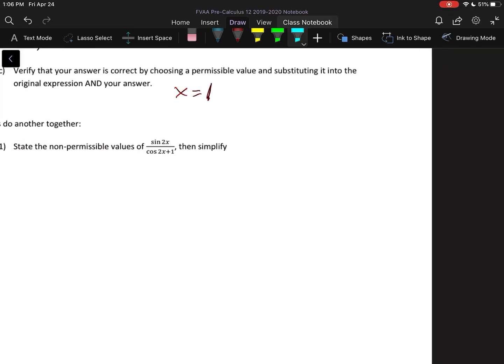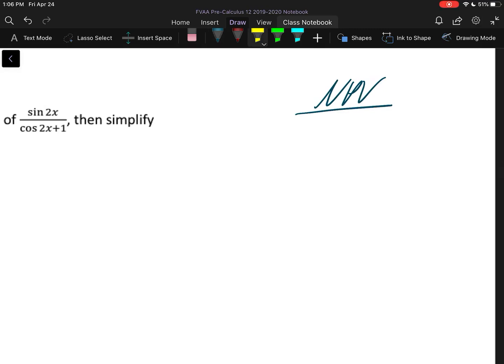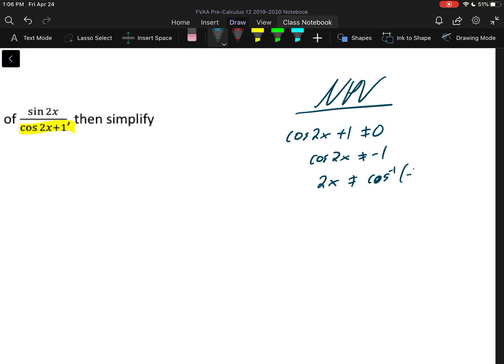So first, got to start with our non-permissible values. All right. So again, that denominator cannot equal 0. So that's what I'm using here. So cos 2x plus 1 cannot equal 0. cos 2x cannot equal -1. 2x cannot equal arc cos -1.